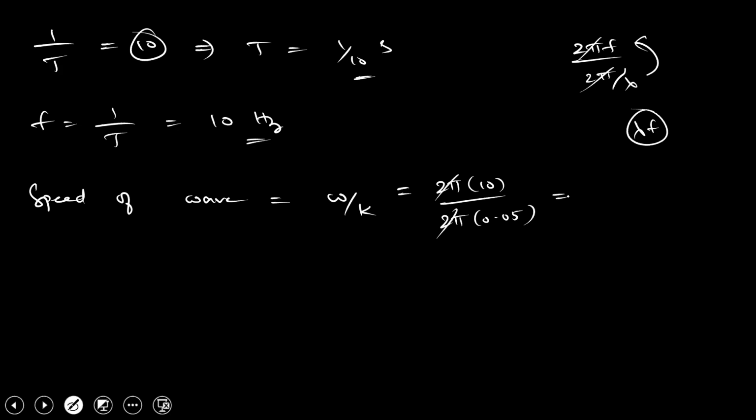2 pi and 2 pi are gone. So how much will it be? 10 into 10 power 2 divided by 5. So it will be 200 meters per second. They have given 20 meters, so they got the value of something else wrong. That was the mistake. So it is 200 meters per second. So these are all the values. Make a note of it.